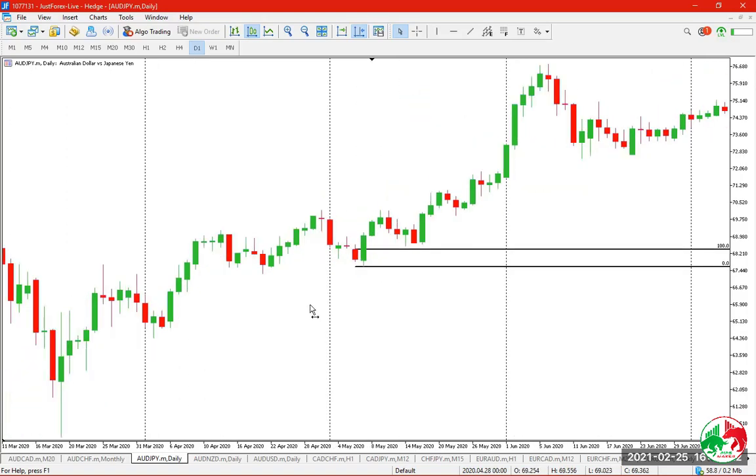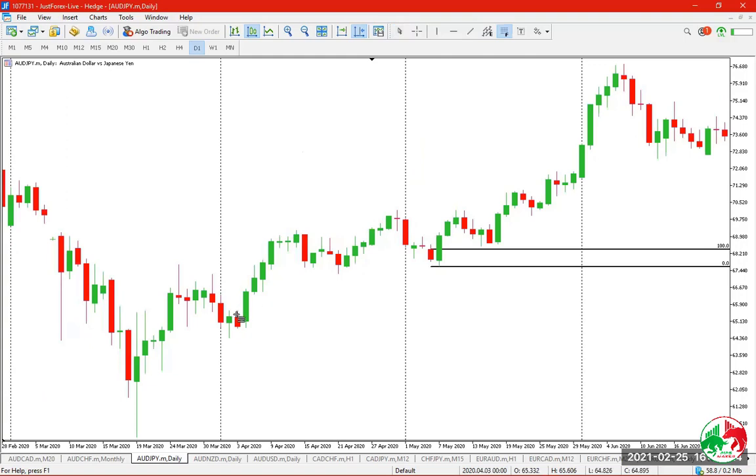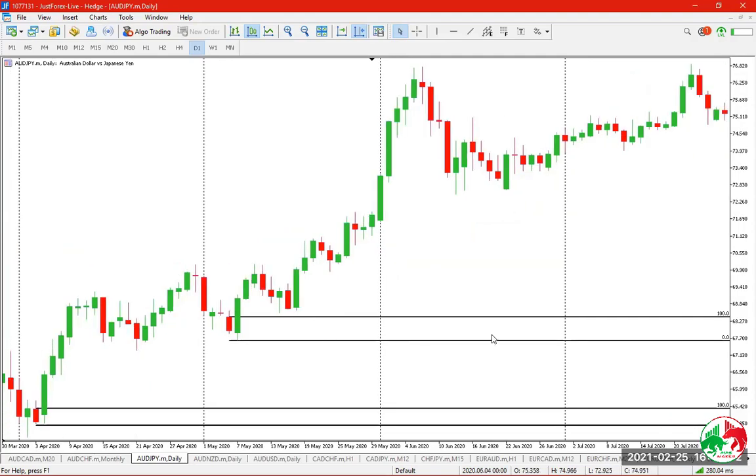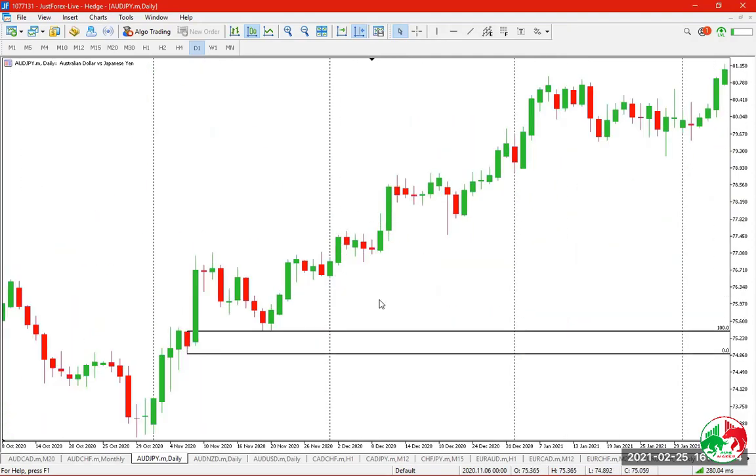So another one. This was also a clean imbalance here. Because why? It took only one bullish candle to close above the previous open price of the bearish candle. So this indicates more buyers than sellers. So these are clean imbalances.